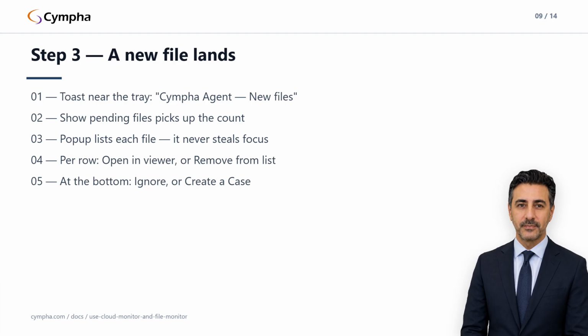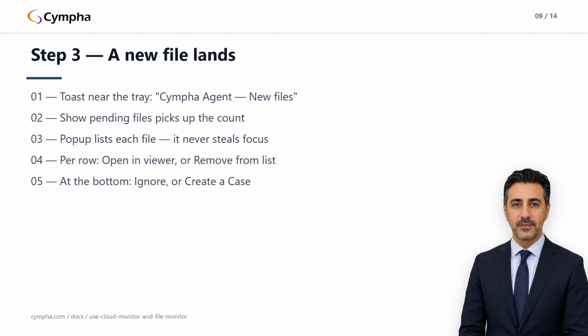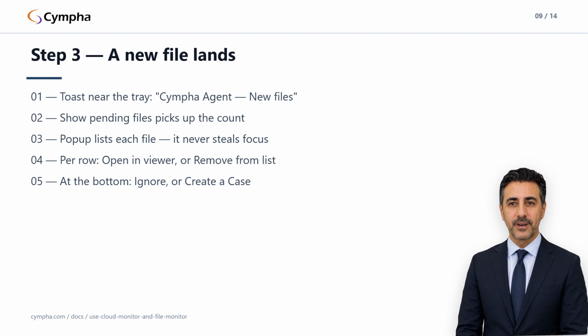The pop-up waits. Each row shows the file with its size, plus 2 per file controls, an I button that opens a preview in your browser without uploading the file anywhere, and a Remove From List button. At the bottom, the real decision. Ignore drops the files from the pending list, and the agent remembers the ignore, so the same file doesn't keep repopping just because it stays in the folder. Create a Case is the button that starts the actual workflow.